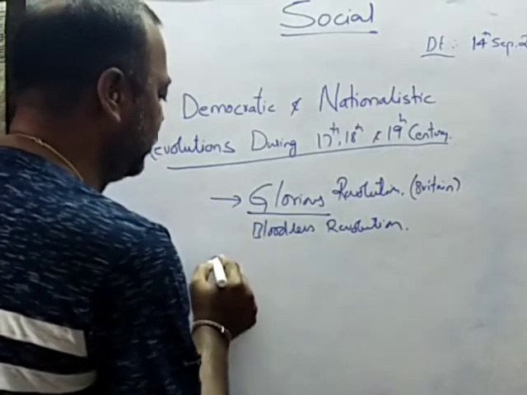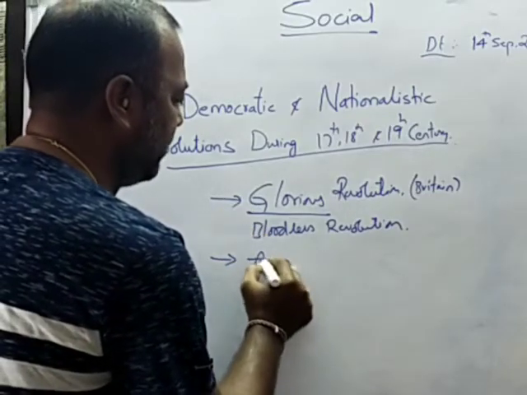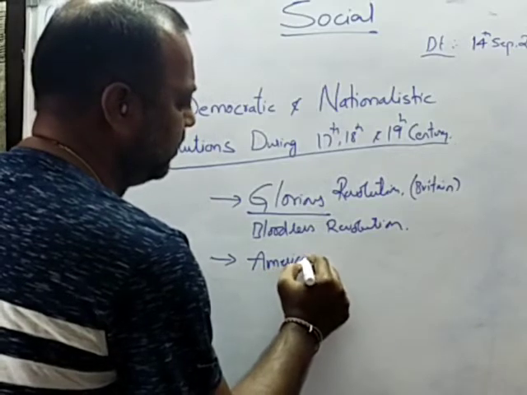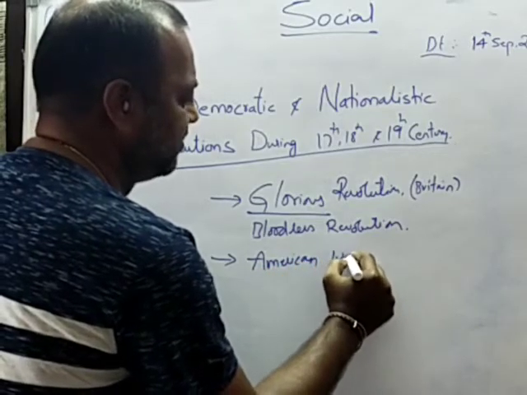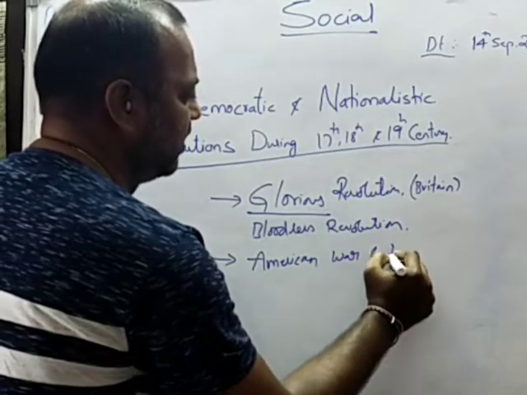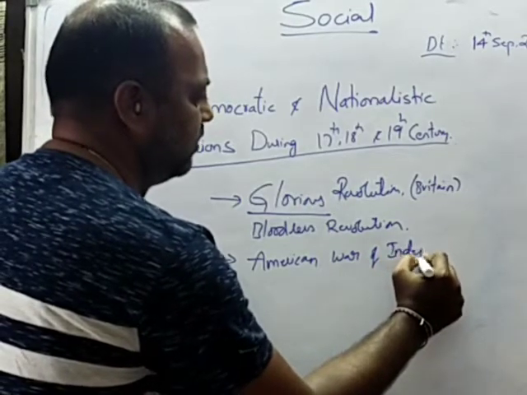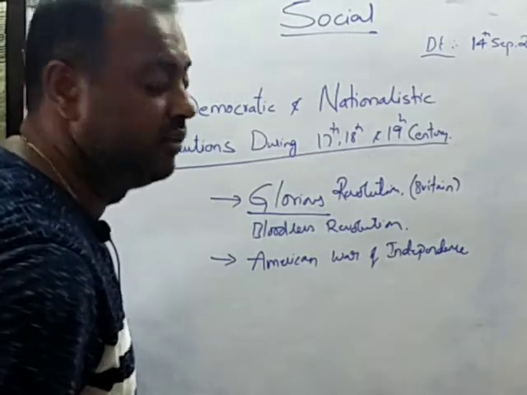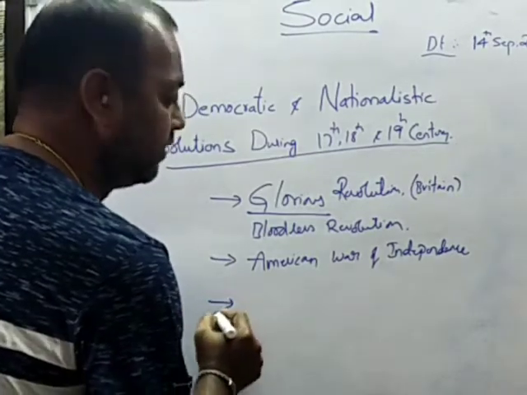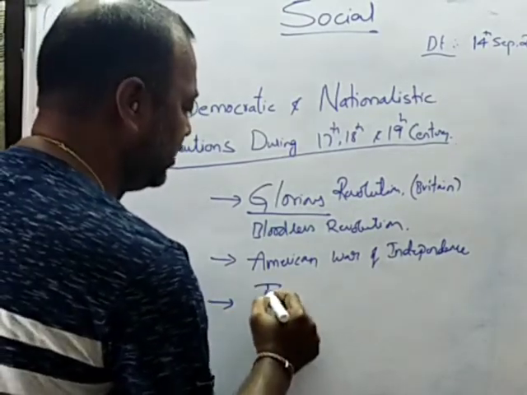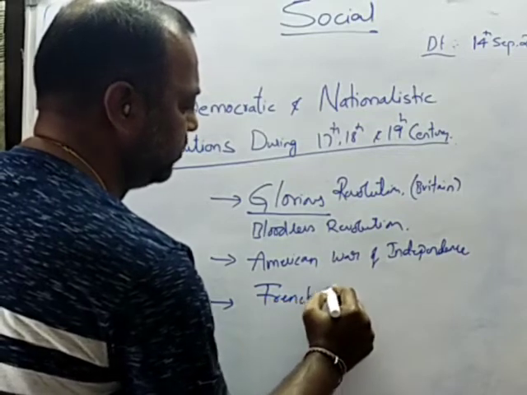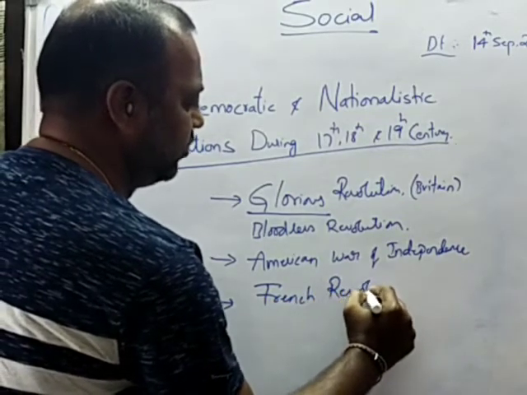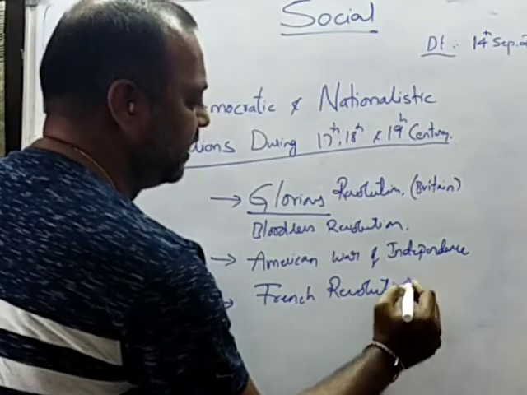The second revolution we discuss here is the American War of Independence. How America won its independence, we'll understand the entire course of their history. And the third one, the bigger and most important one, is the French Revolution. So these are the three things which we shall read under this unit.